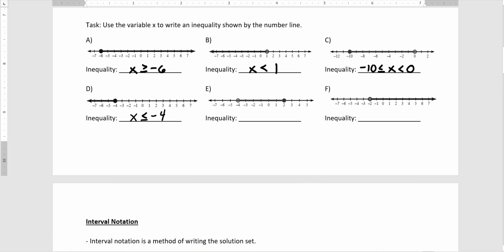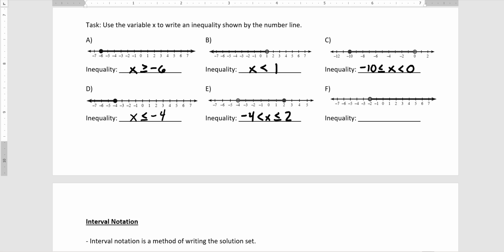Looking at letter E, we have -4 again, but this time I can tell it's going to be a compound inequality since we have multiple circles here. So first, I'll say -4, strictly less than x, and then my next value, let's see, 2, so this is going to be less than or equal to 2. There we go, so -4 is less than x, which is less than or equal to 2.